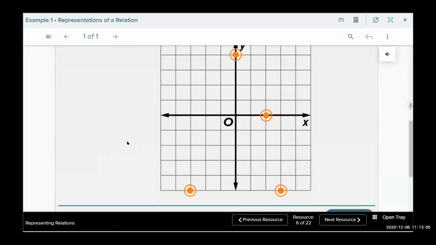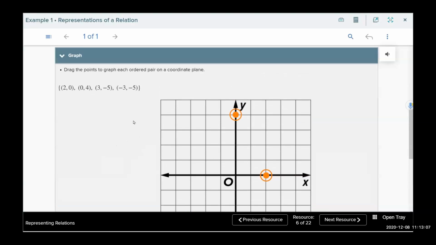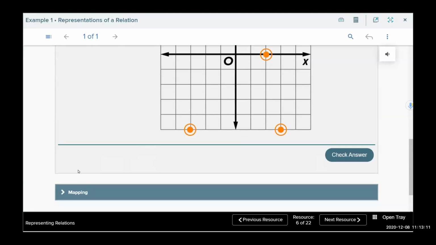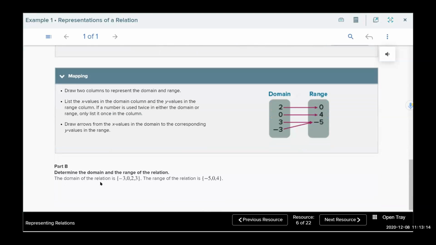Here, we've graphed them, the same 4 ordered pairs, create these 4 points on a graph. And then our mapping for this particular relation looks like that.